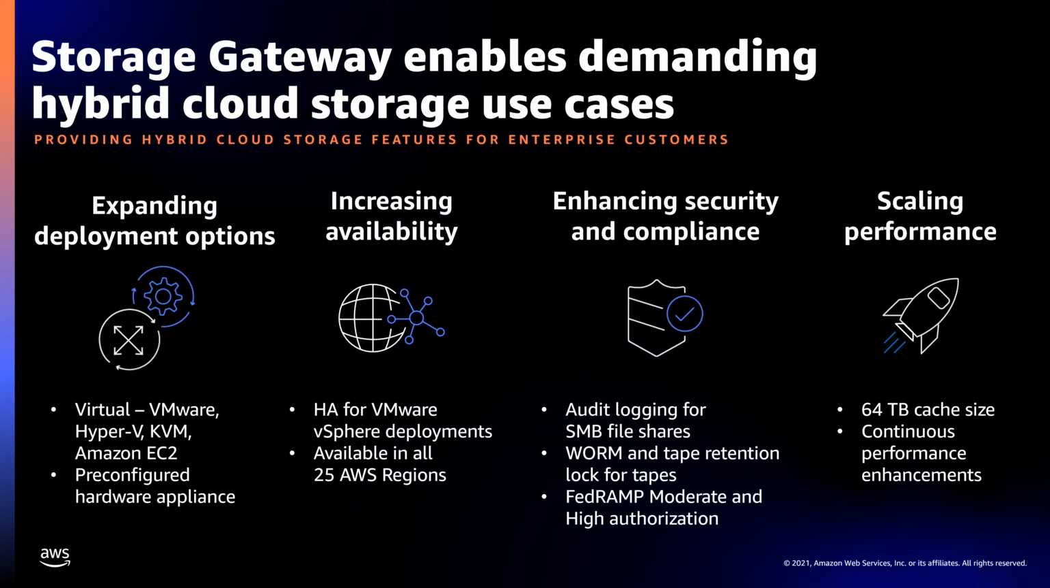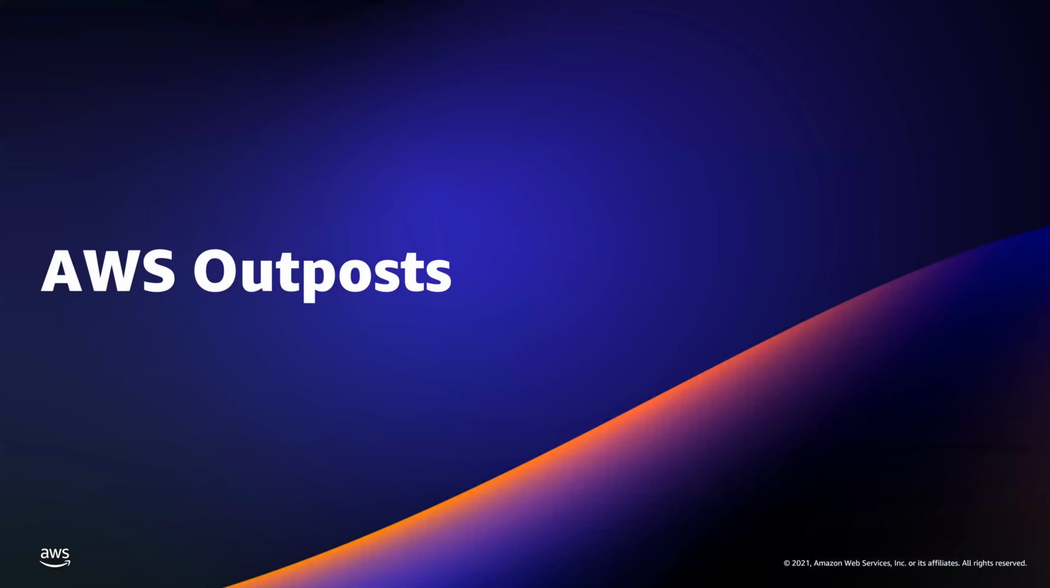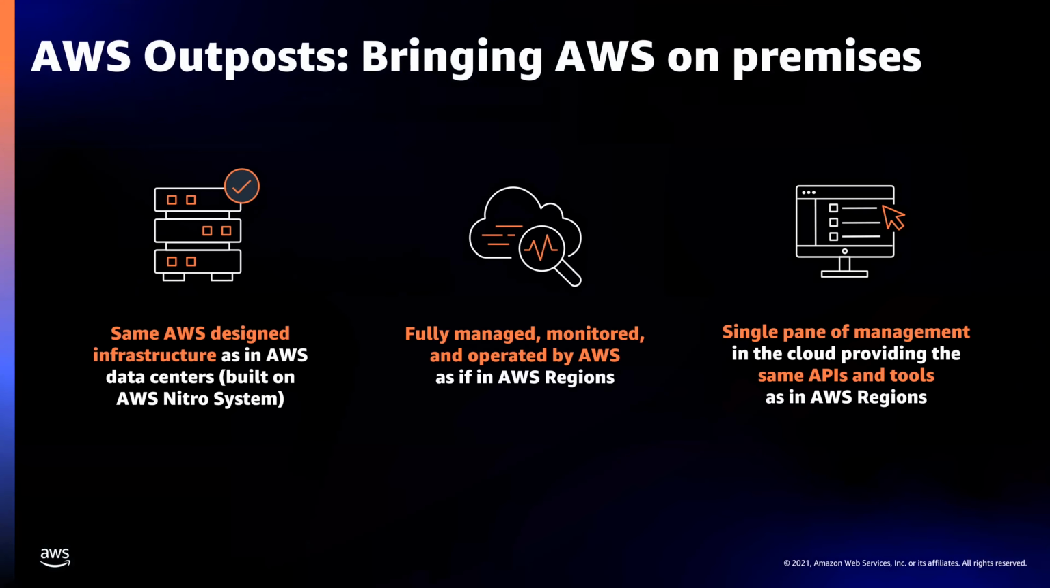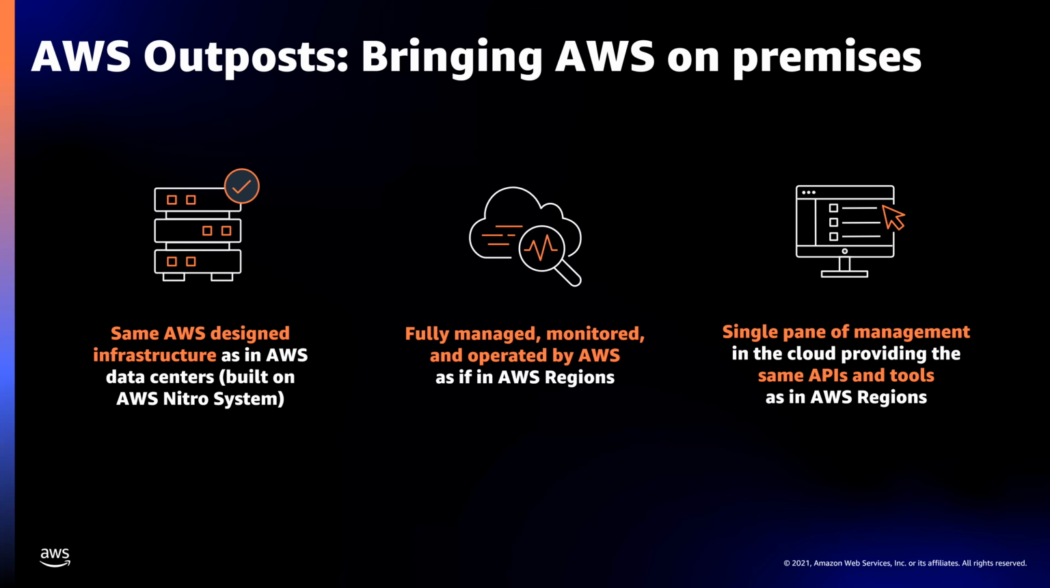The other use case we want to talk about is really compute at the edge. And so this starts with a service called AWS Outpost. So AWS Outpost is really an extension of the AWS region that can live within your data center. And so AWS Outpost allows you to bring AWS on-premise. It uses the same AWS designed infrastructure that we use in our AWS data centers. It's fully managed, monitored, and operated by AWS as if it were in an AWS region. And it provides the same single pane of management that you get with the Amazon Web Service console for spinning up compute on these AWS outposts.